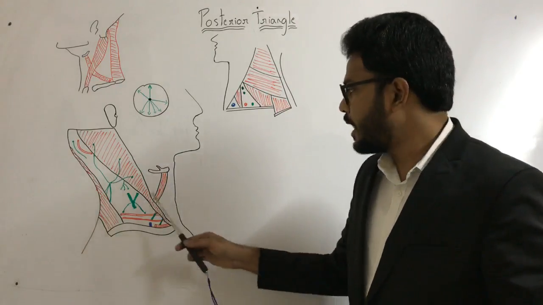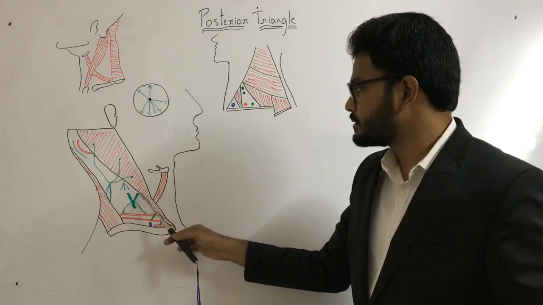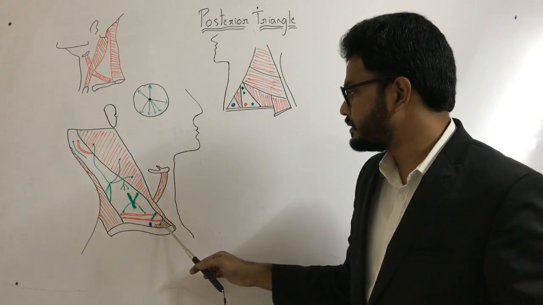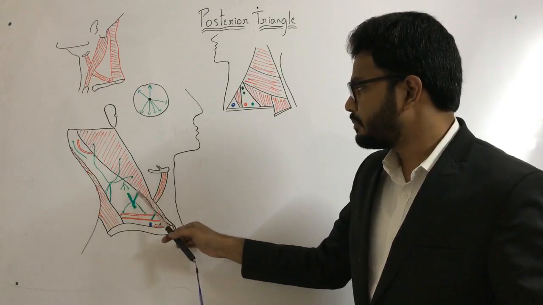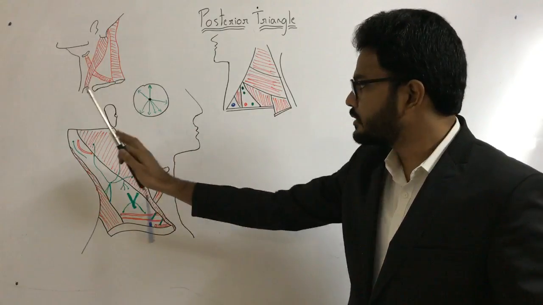And then you have this upper part of brachial plexus. So this is upper part, this is middle, and this is lower part. So the upper part of brachial plexus, the upper trunk, is also found in the occipital triangle.